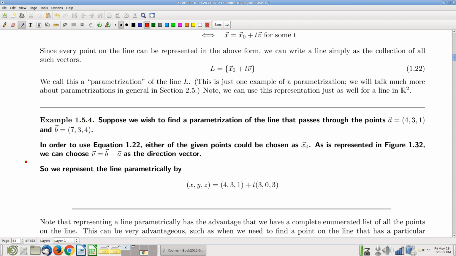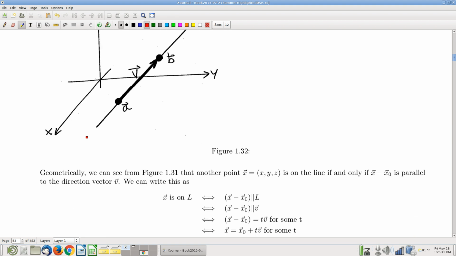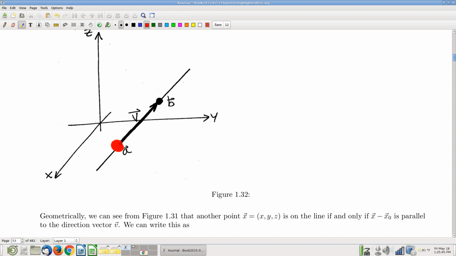Here's an example. Suppose I want to find a parameterization of a certain line, and suppose I'm not given a direction vector. I'm given 2 points, A and B, that are on the line. You just observe that if you know 2 points on the line, then their difference is parallel to the line, and you can just declare that to be your v. Oh, cool.